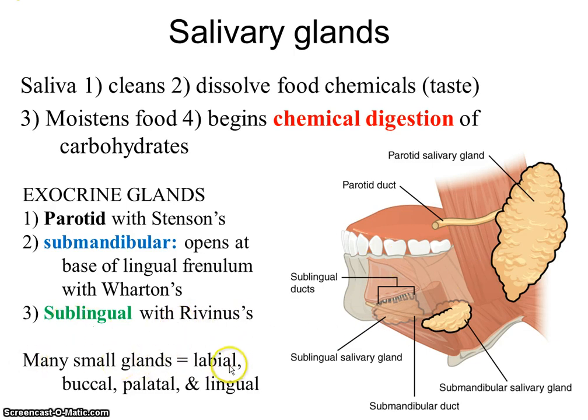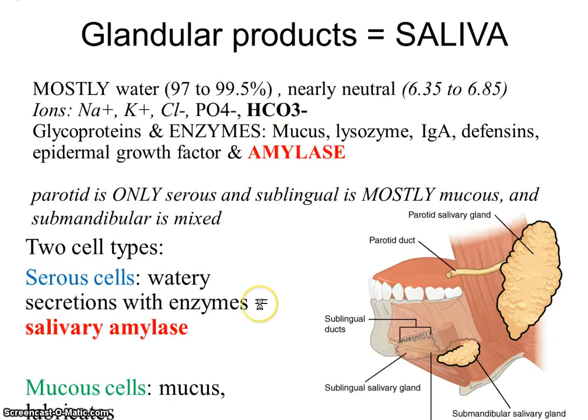Like the labial glands with the lips, and the buccal, palatal, and lingual glands. These are the three major ones, and then there are a lot of tiny ones that assist. All right, saliva is what is produced by these glands. It's of course mostly water, because we said it moistens and dissolves food, or allows it to go into solution.